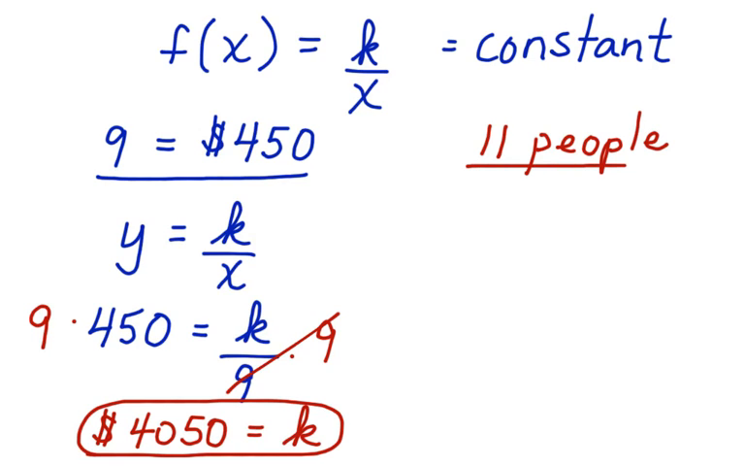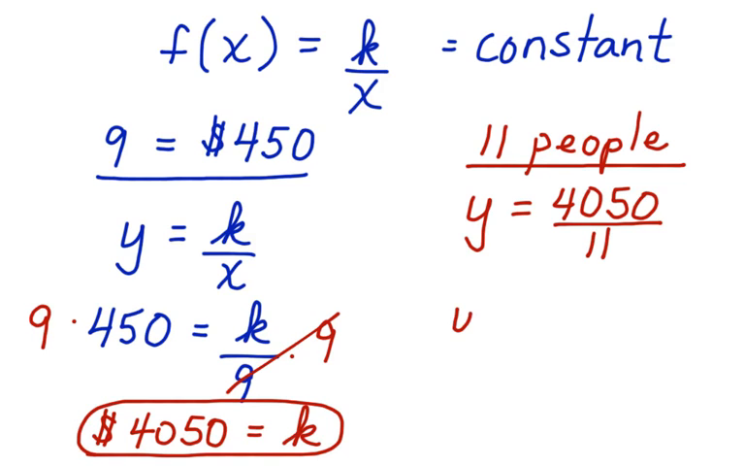Now we want to figure out what the cost would be if 11 people go. So this time we're going to solve for y, which is the cost. We know the constant is $4,050, and we want to know what it would cost if 11 people go. To figure this out, we're going to divide 4,050 by 11. And if we do that, we end up with $368.18.